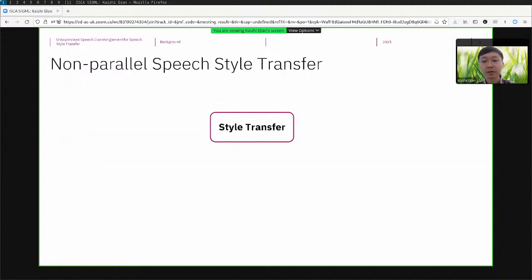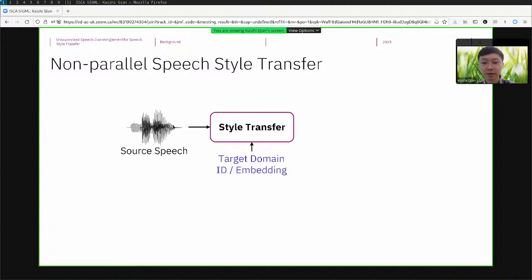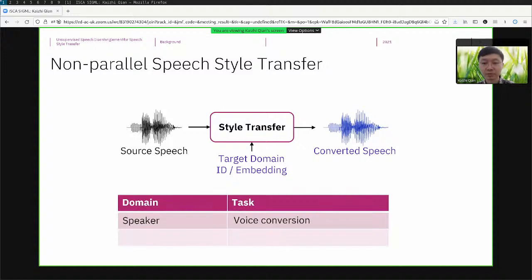To start with, let me first briefly explain what speech style transfer is. Speech style transfer refers to a set of tasks which, given a source speech and some target domain information, produce a converted speech that resembles the target domain in terms of style, but retains the content of the source speech. Depending on how the domain is defined, the speech style transfer problem can be broken into different subtasks. For example, if the domain corresponds to different speakers, then the task becomes voice conversion. If the domain corresponds to different emotion categories, then the task becomes emotion style transfer.